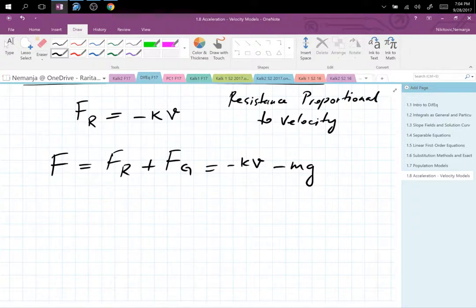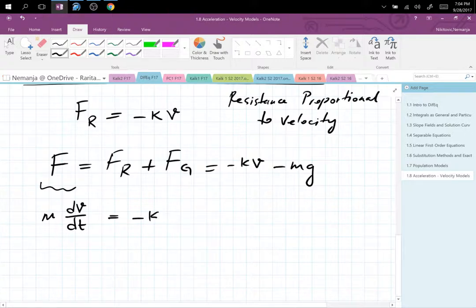Now we know that the force is mass times change in velocity over change in time, which is mass times acceleration, equals negative kV minus mg. And hello, a separable differential equation, because we have variable v on one side and variable t on the other. The rest are all constants. The mass of the object that you drop is constant, and on this scale it is constant.